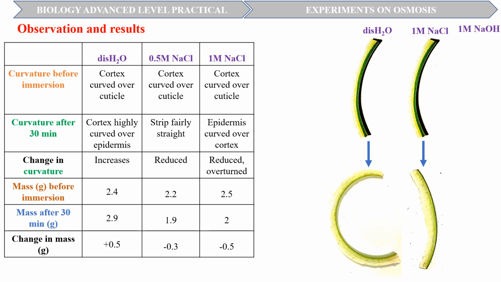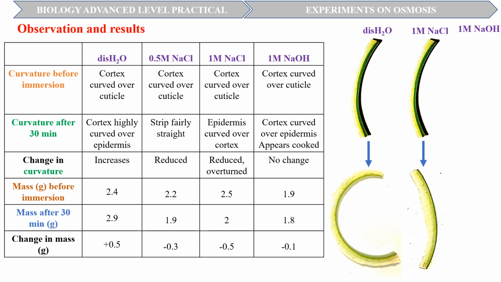There is a reduction in the curvatures of the strips in the hypertonic solutions. For a lesser concentrated 0.5 molar sodium chloride, the curved strip redressed to nearly straight, while in the more concentrated 1 molar solution, the curvature overturned and the epidermis curved over the cortex. There was also a reduction in the masses of the strips. There was no noticeable change in the curvature of the strip in the 1 molar sodium hydroxide solution. The strip appeared cooked and had a slight reduction in mass.